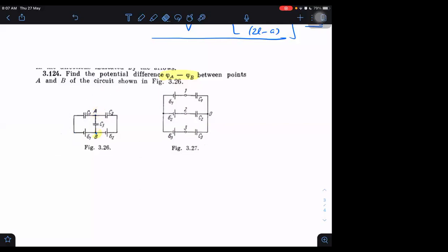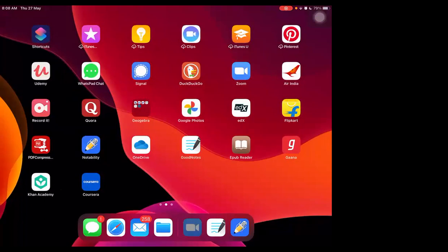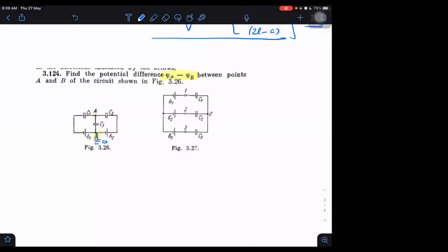Or I could do this thing. I could take B as reference. If I take B as reference, then I will take VA as VA, and the other side will be minus E1, and that side will be plus E2. What would be the equation? Our equation will become VA minus of minus E1 into C1, right? Yes, sir. Plus VA minus E2 into C2, plus VA minus 0 into C3 is equal to 0.